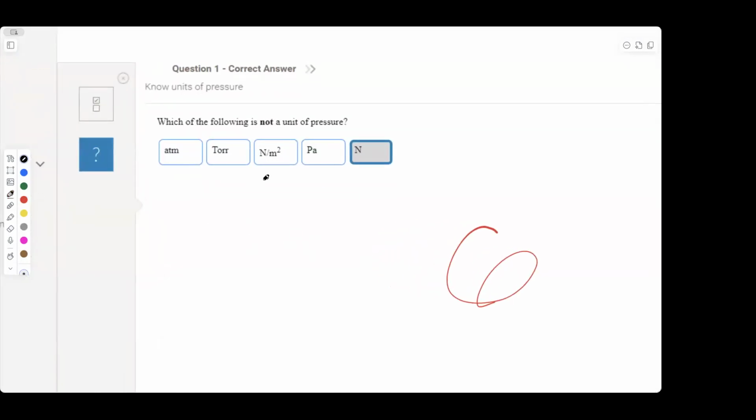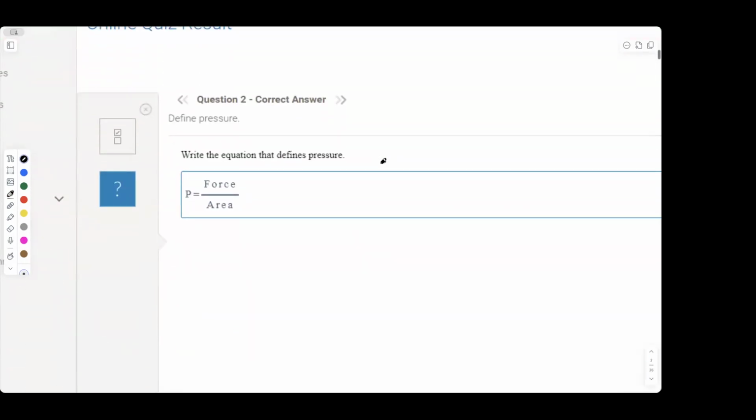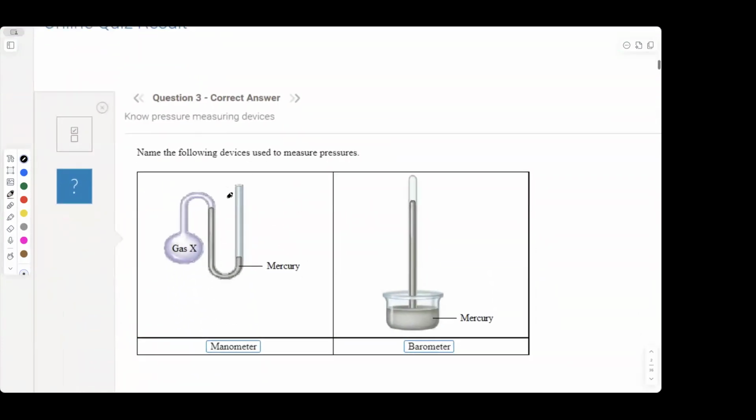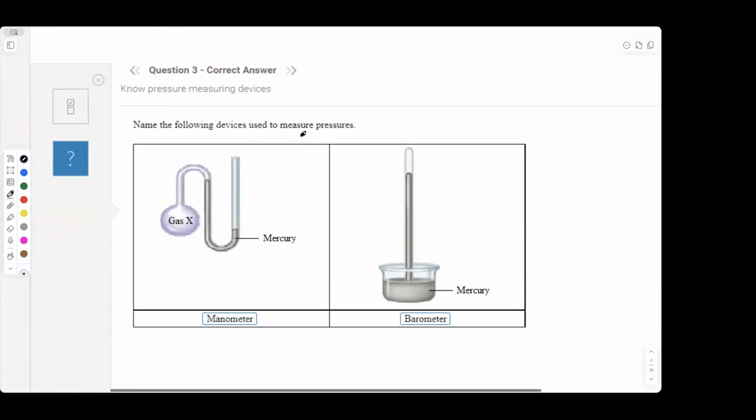Which of the following is not a unit of pressure? Atmosphere is okay, torr is okay, Newton per meter square is okay, Pascal is okay. This is not correct. The physics people are the best at these things. The equation that defines pressure is force over area. Name the following devices used to measure pressure.